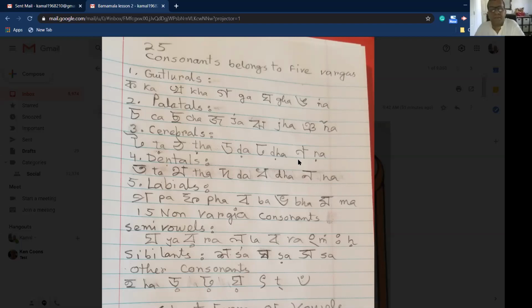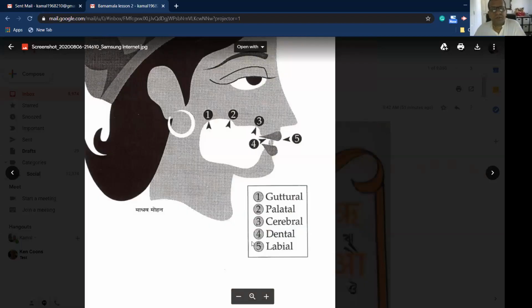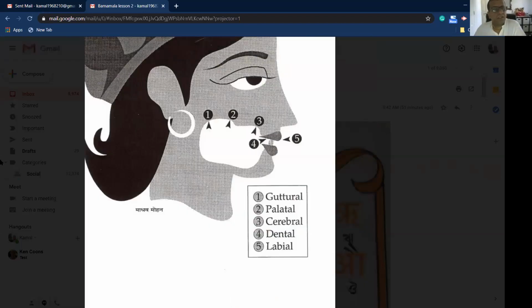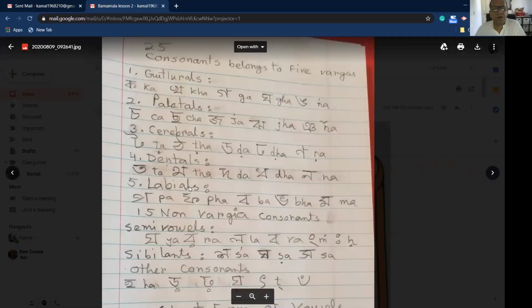Normally, if any previous word has a murdhanna sha or ra, the following one would be murdhanna na. And normally, if any word has an n in the beginning, it will be dantana na. That I said also last time. So the fifth category is labials. You will make the sound only from your lips, labials. So that is pa, pha, ba, bha, ma.